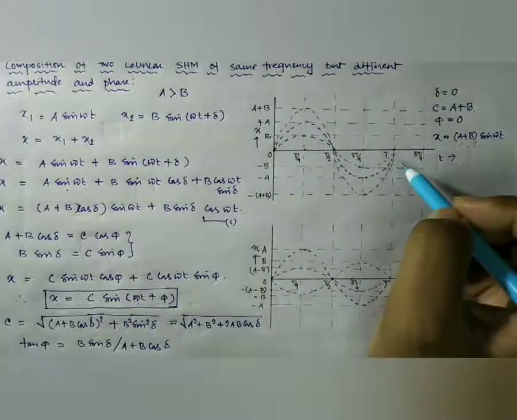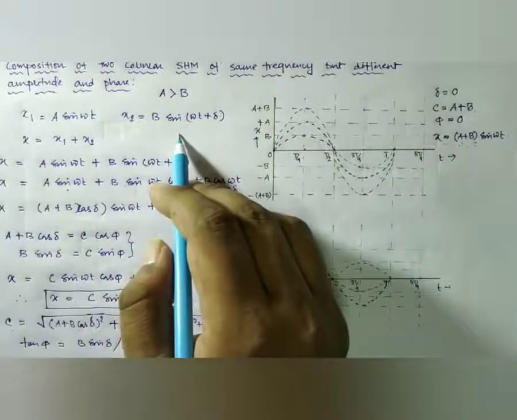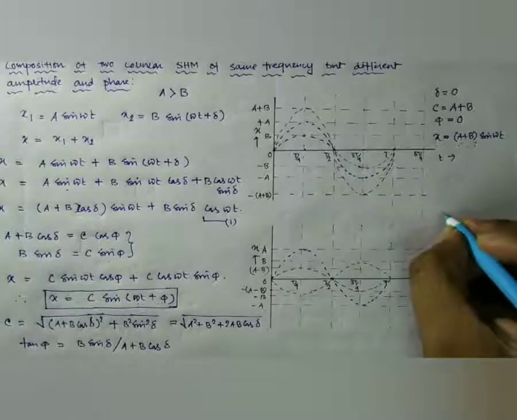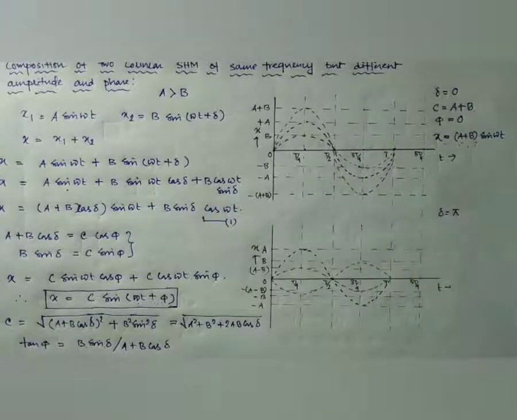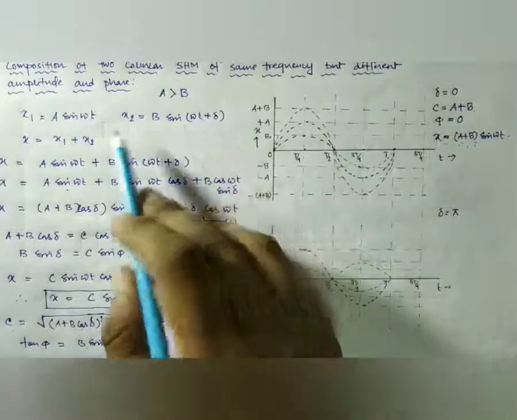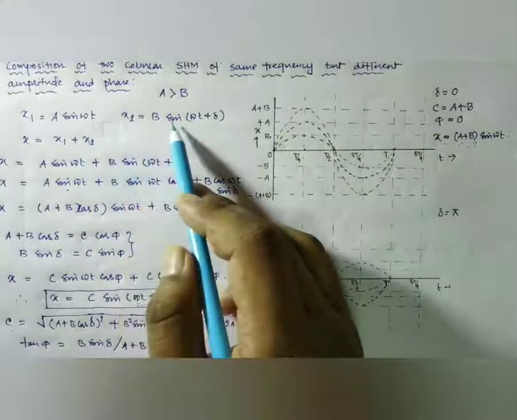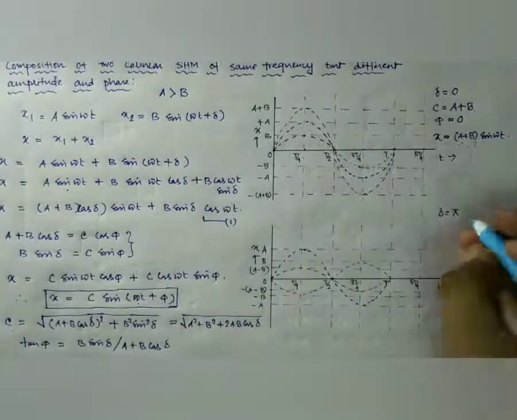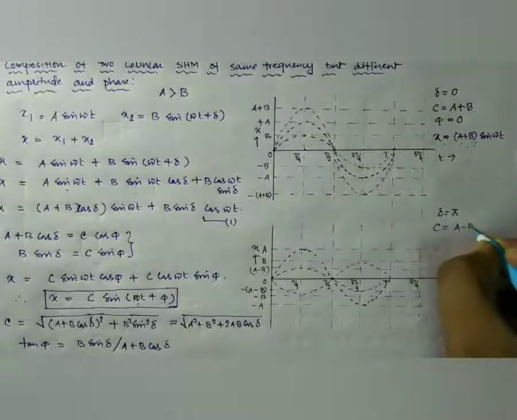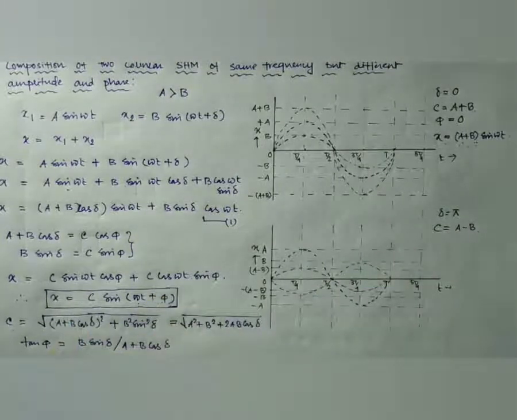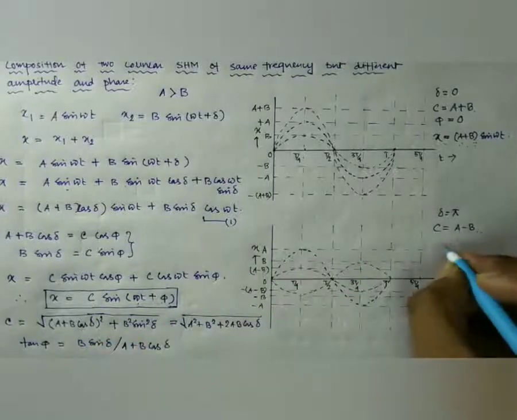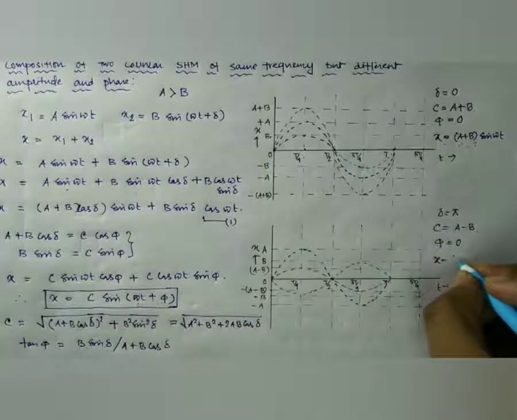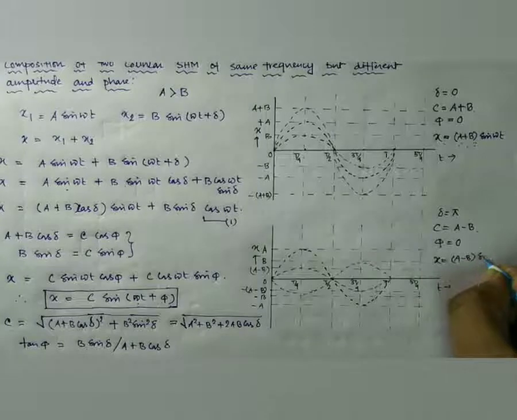So this is one case when the two superposing SHMs were in the same phase. Now the second case, where these two superposing SHMs are 180 degrees out of phase, that is delta is pi. One is x equal to a sin omega t and x2 will be minus b sin omega t. Then from this relation we have cos pi equal to minus 1, so we have c equal to a minus b, and again from this relation sin pi is 0, so from here we get phi equal to 0, so the resultant x becomes x equal to a minus b sin omega t.